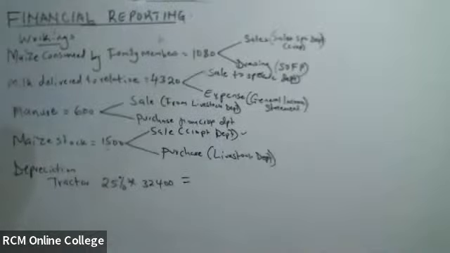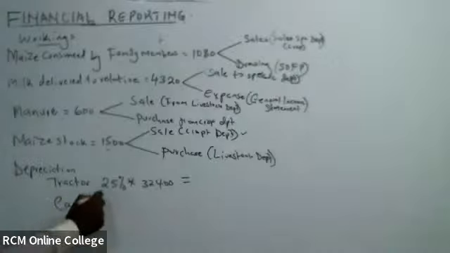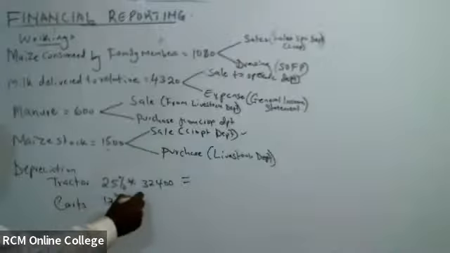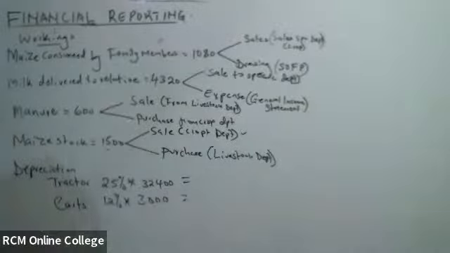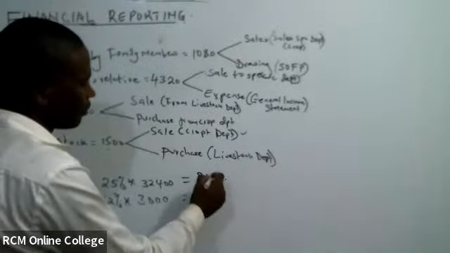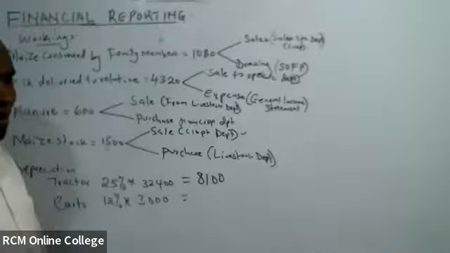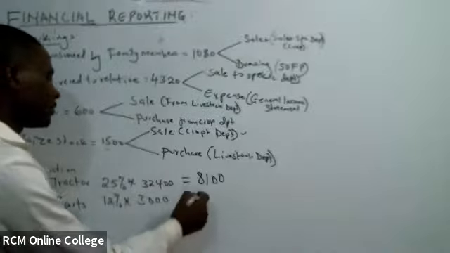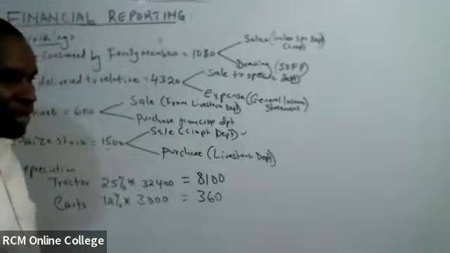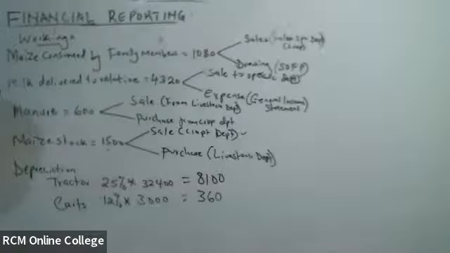And then the other one is carts at 3,000. Carts, 12% of that 3,000. Aya. Sasa, how much is our depreciation for tractor? How much is our depreciation for tractor? 8,100, sorry. And that of a cart, the depreciation for the cart. 360. Any other adjustment for the tax tuko nayo? Hiyo wanaita income tax.